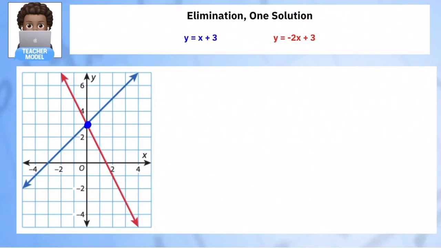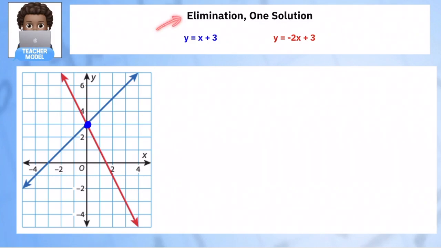Let's look at a new strategy for solving a system of equations. We're going to look at it when we have one solution, all solutions, infinite, and no solutions. So here we know we have one solution, meaning we already know it intersects. I'm just using this as a visual so we can see it.